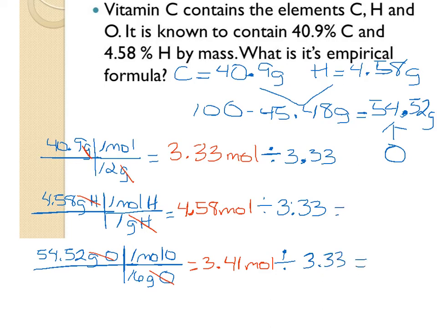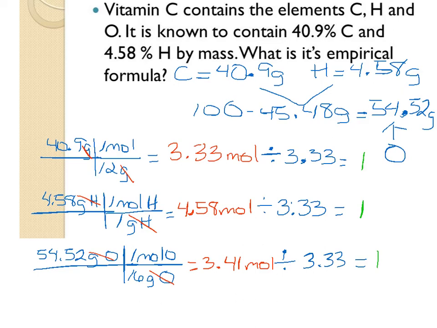Okay, so now that we have that, we can do our additional dividing. So now, 3.33 divided by itself is 1. Remember, we round to the nearest whole number, so 4.58 divided by 3.33 comes out to about 1.4. If we want it to the nearest whole number, that one's also going to be 1. 3.41 divided by 3.33, it's a little more than 1. It's 1.0 something. That one will be 1 as well.